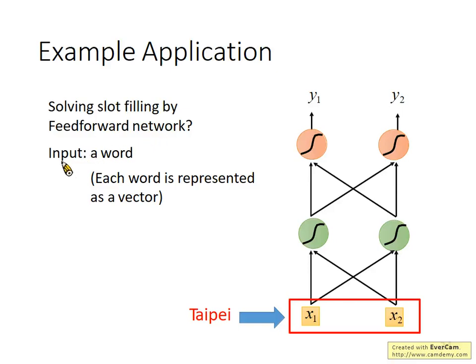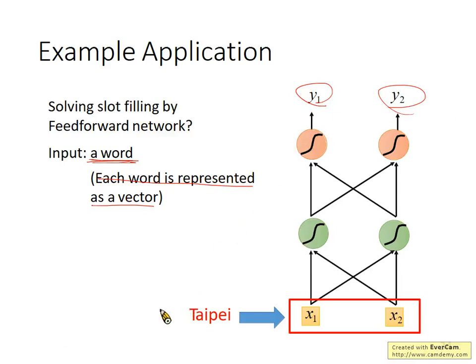The idea is, yes, we can input a word, and we can transform each word into a vector. Given this vector, we develop a feed-forward network, and finally, it may output the probability of the given word belonging to some specific concept. For example, y1 represents the probability of the given word representing time. y2 represents the probability of the given word belonging to the destination, or maybe the source.